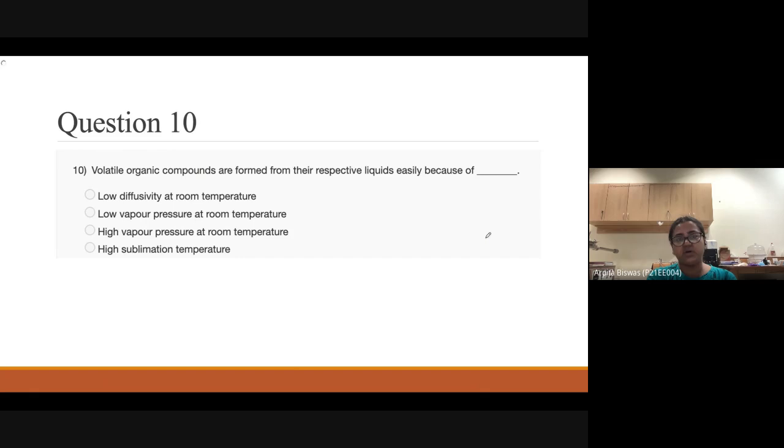This is question number 10. Volatile organic compounds are formed from their respective liquid easily because of dash. First is the low diffusivity at room temperature. Second option is the low vapor pressure at room temperature. The third option is the high vapor pressure at room temperature. And the fourth option is the high sublimation temperature. So which one is the right answer?